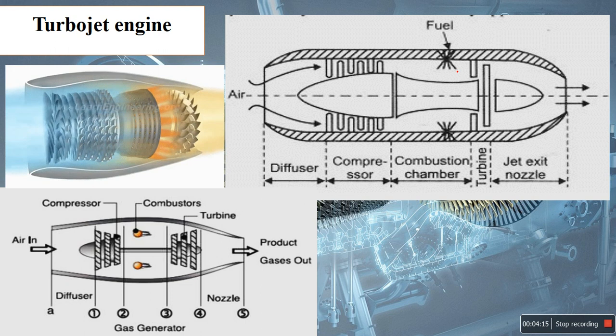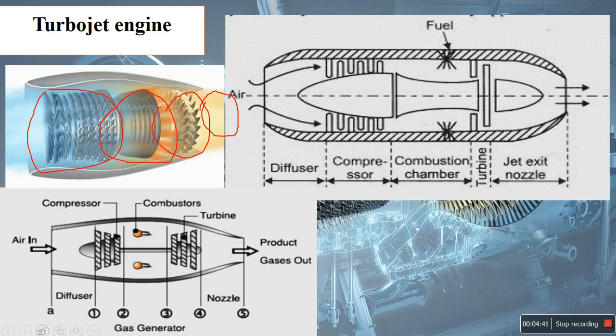Now let's start with the turbojet engine. There is a compressor, low pressure compressor and high pressure compressor. There is the combustion chamber, with two spaces, inner space and annular space, which we also discussed in earlier videos. This is the turbine, and the last one is the nozzle. I divided the parts as follows: A to 1 is the diffuser, then 1 to 2 compressor, 2 to 3 combustion chamber, 3 to 4 turbine, and then the nozzle.